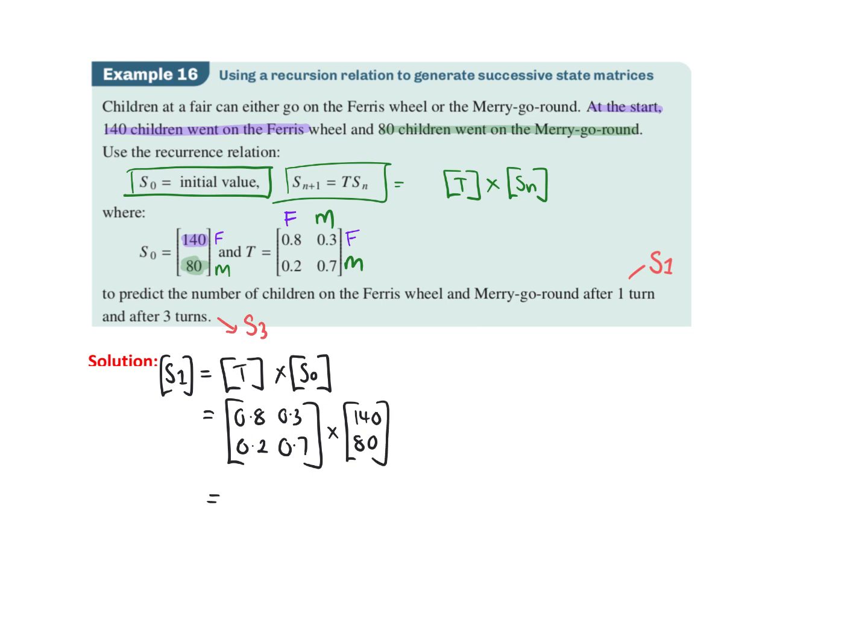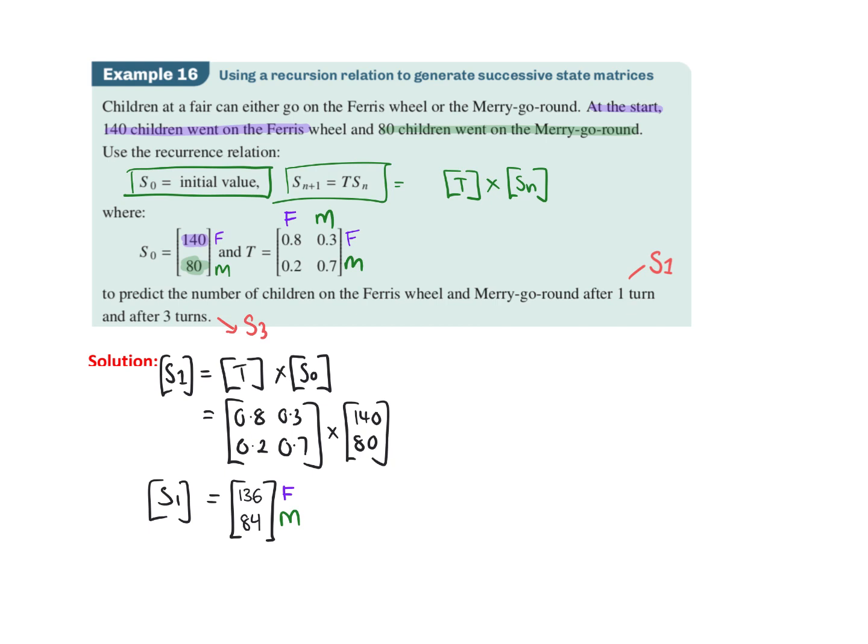And what that's going to do is it's going to give me a 2 by 1. So it tells me after one go, it's going to tell me who's at the Ferris wheel and who's at the merry-go-round. I'm just going to pause it, let you guys give it a go. So when you do that, we should be seeing 136 and 84. Okay? So that means after one go, after they've done one go ride, there's now 136 at the Ferris wheel and 84 at the merry-go-round.